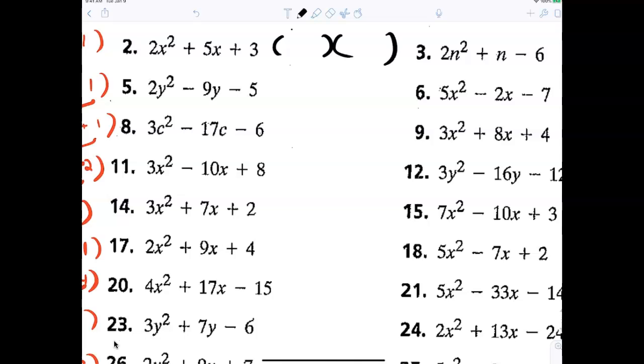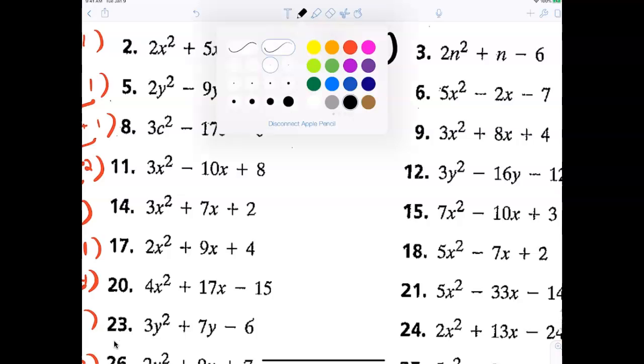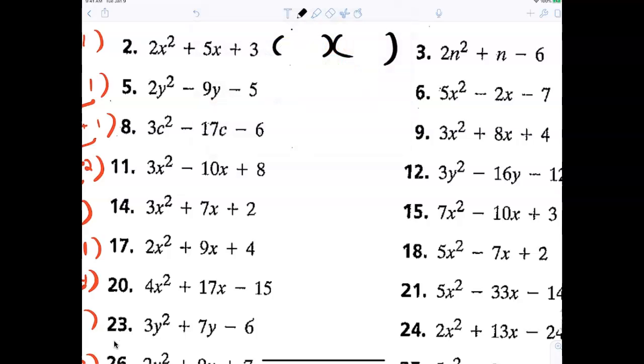All right, now what's the only way I can make 2x squared? 2 times 1 or 2x times x. So the next thing we're doing is we're writing down 2x and x. All right, now what are the only factors of 3? 1 and 3. Now, I'm going to place the 3 here, and I'm going to place the 1 here. All right, and then I'm going to show you how that might be correct.